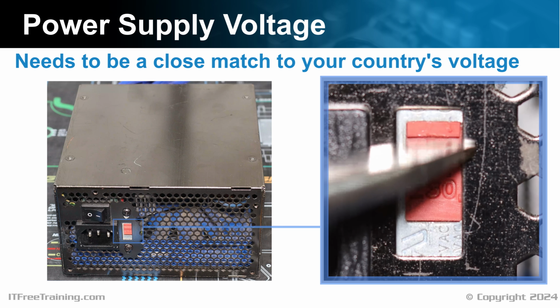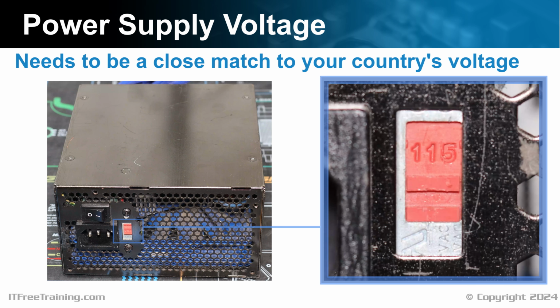You'll notice that I can switch the power supply to 115 volts, otherwise known as low line. In countries that use around this voltage, for example a country that uses 120 volts for its power, you would use this setting. Close enough is good enough in this case, but a big difference in voltage will most likely damage the power supply.